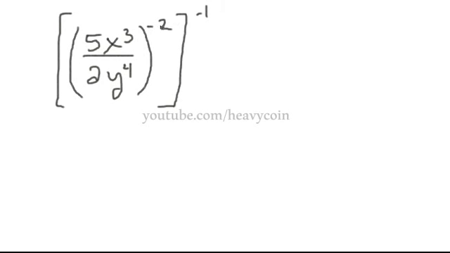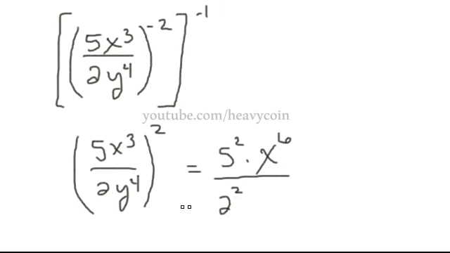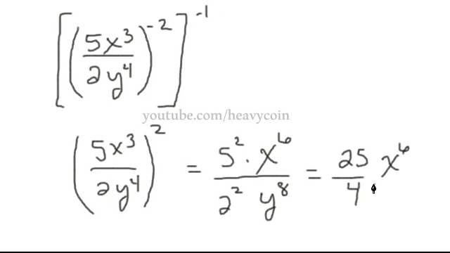Okay, so we can multiply exponents here. 5x to the third over 2y to the fourth. And that's exactly what we're going to do. Multiply exponents. Negative 2 times negative 1 is just 2. So now I can go ahead and write this as 5 squared times x, 3 times 2 is going to be 6, over 2 squared and y, and so 4 times 2 is 8. And so we end up with 25 over 4 and x to the 6th over y to the 8th. So that's what you should come up with.